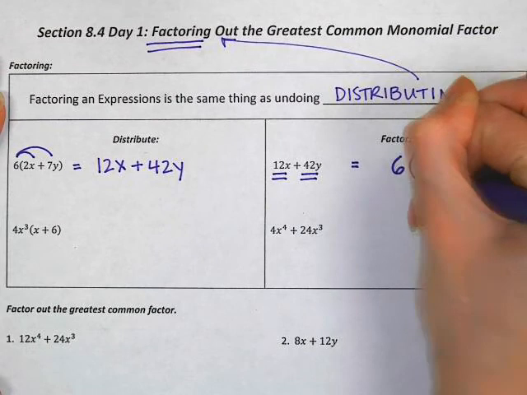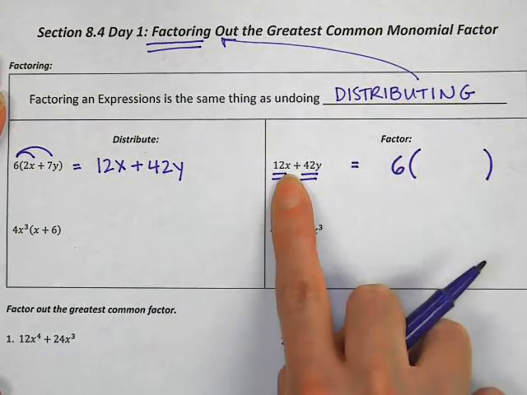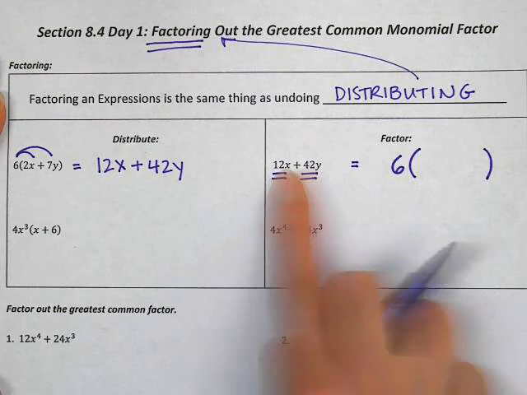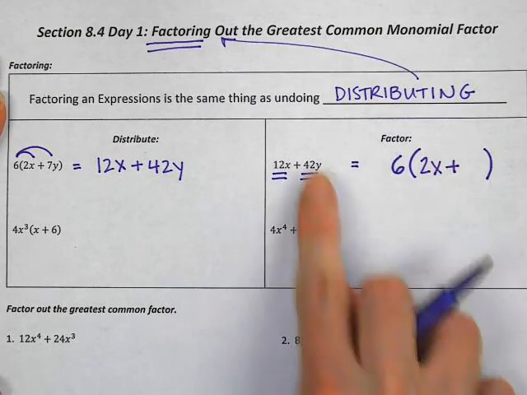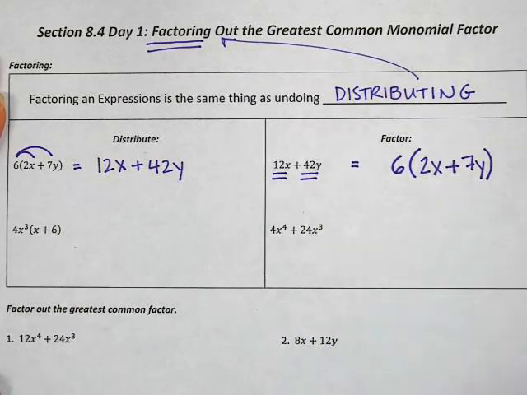Then you would draw parentheses and say, once you divided the 6 out, what's left inside? So you would divide. 12x divided by 6 would be 2x. And 42y divided by 6 would be 7y. That's all we're doing. It's just the opposite of distributing.